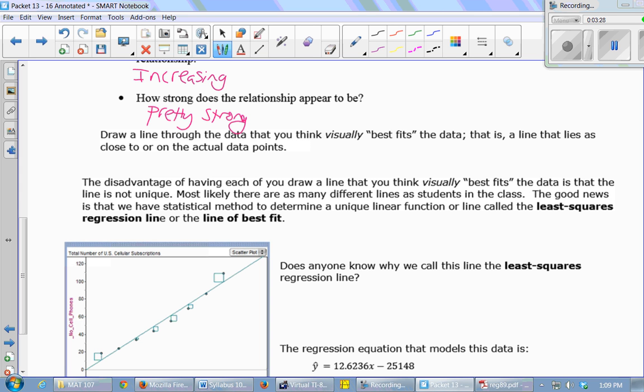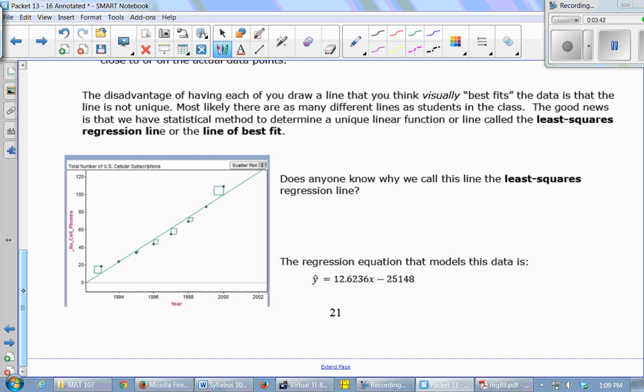So the good news, though, is that we have a statistical method that allows us to determine a unique line, called the least squares regression line, or the line of best fit. It's called the least squares regression line because what we do is we draw a line that makes the sum of the squares, you draw a little square from every data point to the line, you add up the areas of all those squares, and we choose the line that makes the areas of all those squares the smallest.